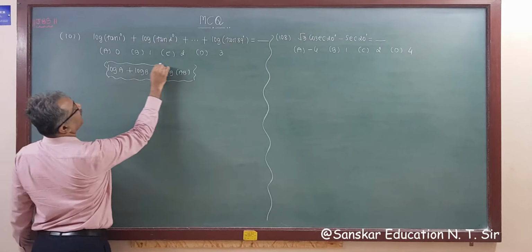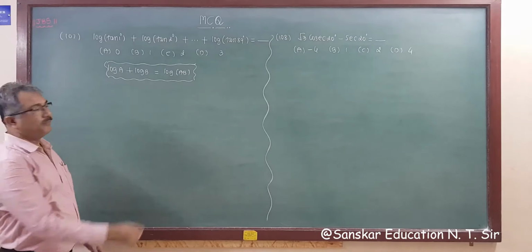MCQ 107: log 10 1 degree plus log 10 2 degree plus dash plus log 10 89 degree is equal to, right? Now you know that log A plus log B is log AB. You learned this formula in previous classes.